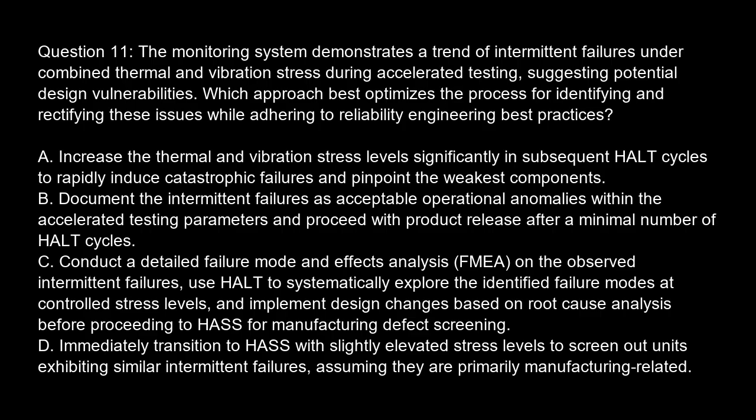Option C. Conduct a detailed failure mode and effects analysis (FMEA) on the observed intermittent failures. Use HALT to systematically explore the identified failure modes at controlled stress levels and implement design changes based on root cause analysis before proceeding to HAS for manufacturing defect screening. Option D. Immediately transition to HAS with slightly elevated stress levels to screen out units exhibiting similar intermittent failures, assuming they are primarily manufacturing related.